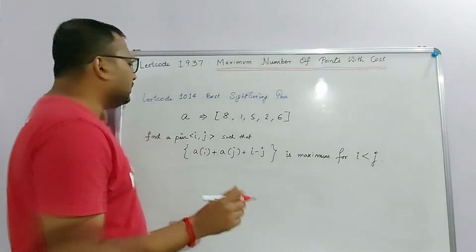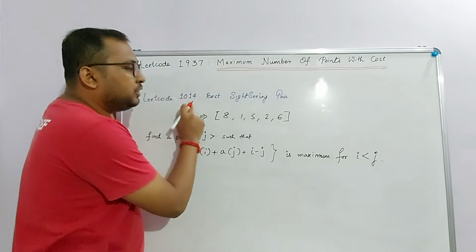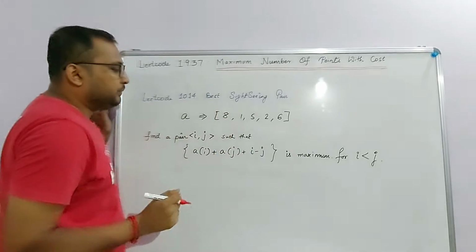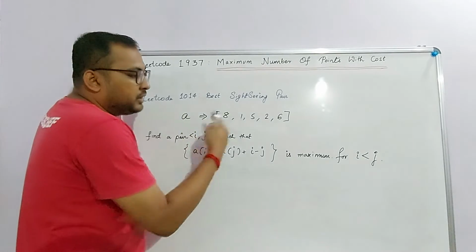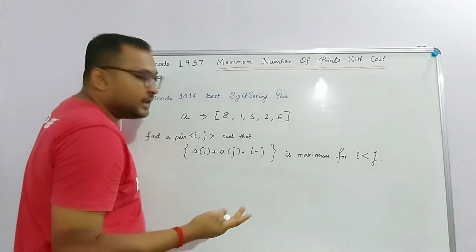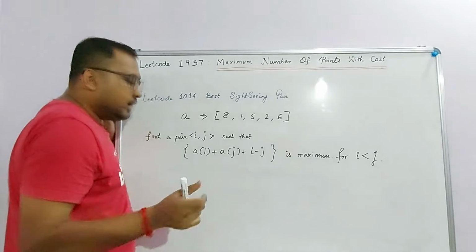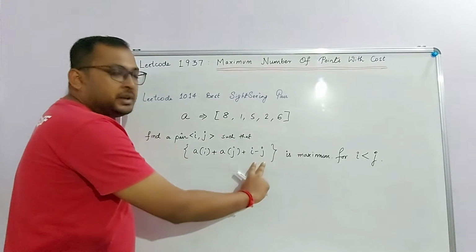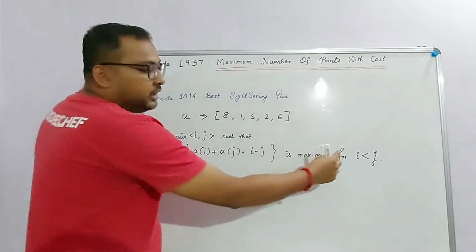So now let's look at the next problem, LeetCode 1014, Best Sightseeing Pair, which is nothing but a subproblem to our original problem. In this we are given an array. For example, here I have taken 8, 1, 5, 2, 6 as the array, and I need to find a pair i, j such that this equation, a of i plus a of j plus i minus j, is maximum for any i less than j.